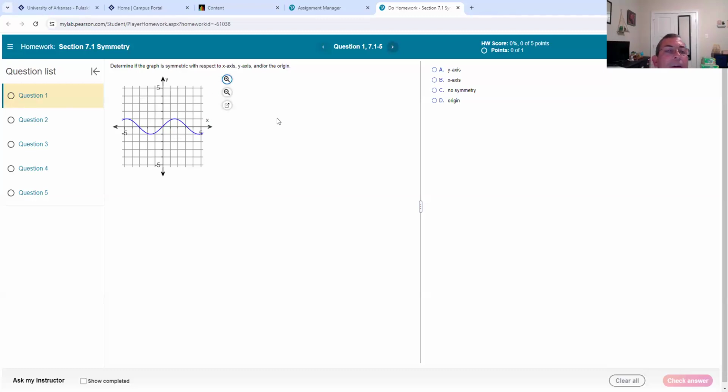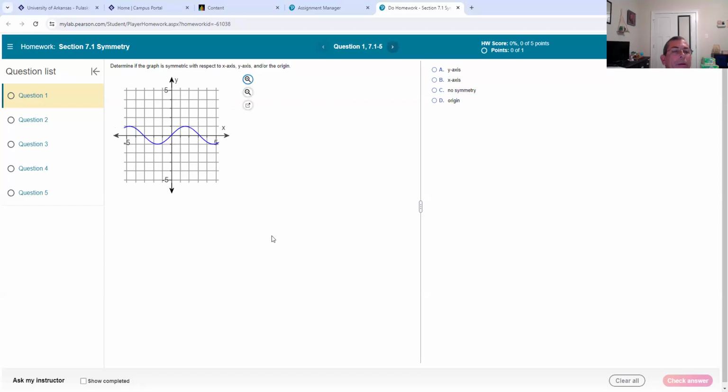But this graph here, determine if it's symmetric to the x, the y, and or the origin. Well, y'all see the graph here. So I would look at the y-axis. Is it symmetric to the y-axis? Is it symmetric to the x-axis? Is there no symmetry, or is it symmetric to the origin? So y'all, what are we going with?